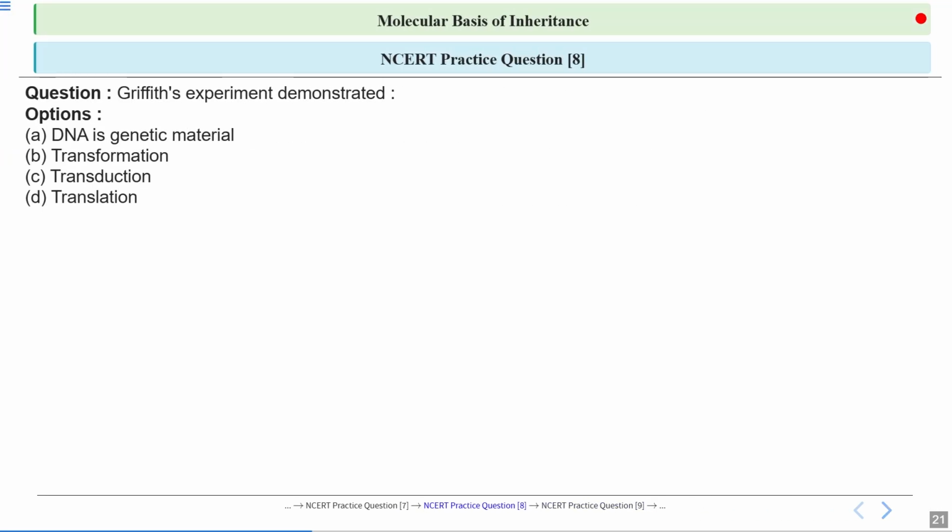Now, next question is related to the Griffith experiment. So, Griffith experiment demonstrated what? What are the options? DNA is a genetic material, transformation, transduction, or translation. What is the correct answer?